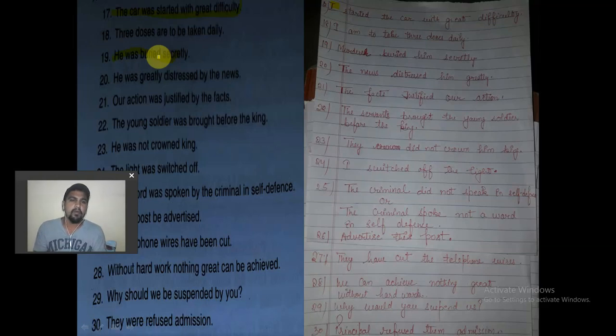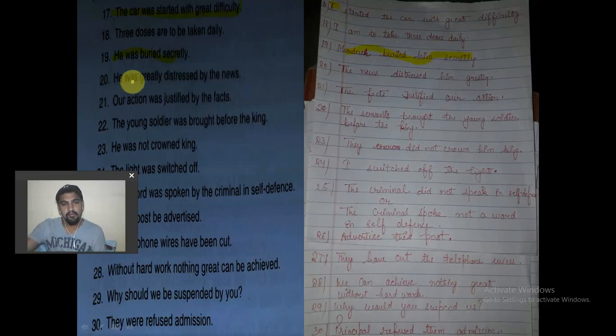So "was buried" was used, so that is past indefinite. Murderer would be the subject in this case because it is not given. Murderer buried him, he will change into him secretly. Okay, that's it.